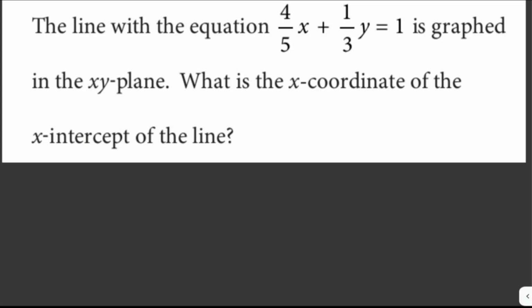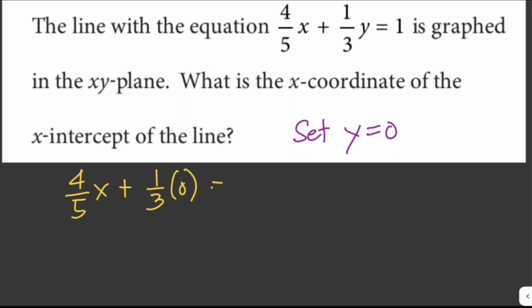The line with the equation 4/5 x plus 1/3 y equals 1 is graphed in the xy plane. What is the x-coordinate of the x-intercept of the line? Now to solve for the x-intercept of the line, we need to set y equals 0. So substituting the value of y into the equation, that is 4/5 x plus 1/3 times 0 equals 1. So this is just 0.